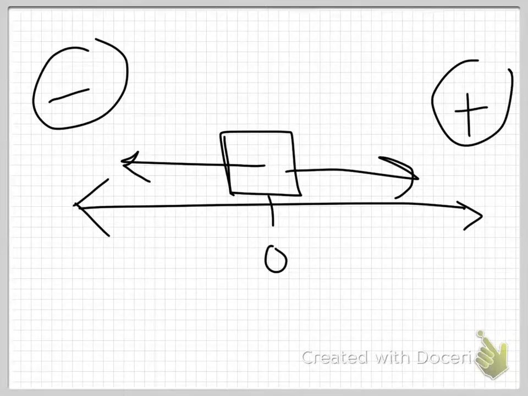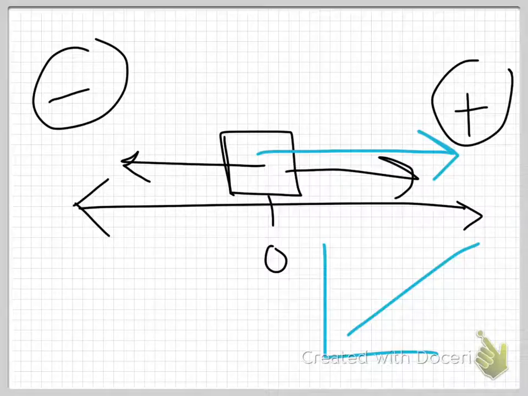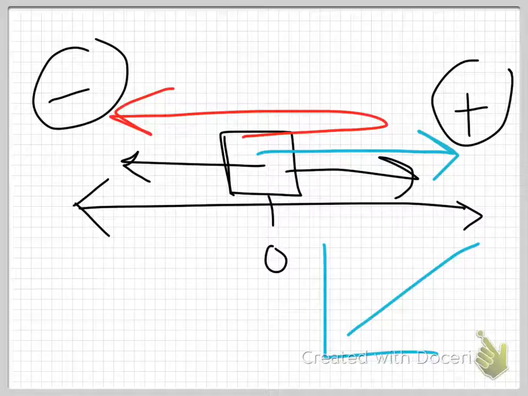So if we have this object and it goes that way, the graph for that motion is going to look like this. If that object does this, what's the graph going to look like? Great sign language, guys. So we're going to have something like that, right? So you're going to see representations of the positive and negative direction of travel in a graph of position-time.